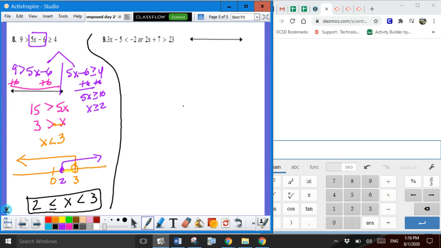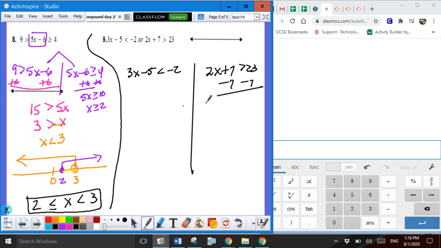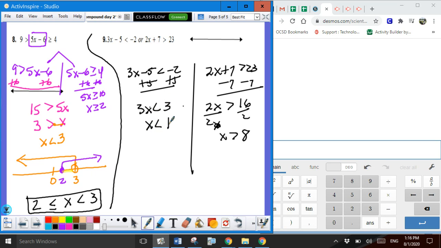Okay, see what you can do with the "or." All right, let's see how you did. So I'm going to subtract my 7, 2x and 16. So dividing by 2, x is going to be greater than 8. Adding my 5, 3x and 3, x is going to be less than 1.